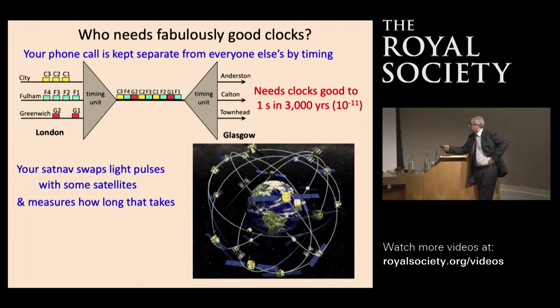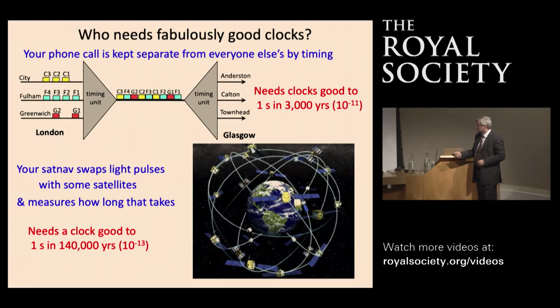Even more challenging is the sat-nav. So when you're driving around in your car and it tells you within a few meters where you are, what it's doing is sending messages back and forth to satellites. And so if you measure how long it takes to send a signal to a satellite and receive a reply, that tells you something about the distance between you and the satellite, because light takes time to travel from A to B. If you know how far away you are from several satellites, then you can work out exactly your position. But to know it to within a few meters, you have to have a clock which is good to 1 second in 140,000 years. That's 1 part in 10 to the 13.